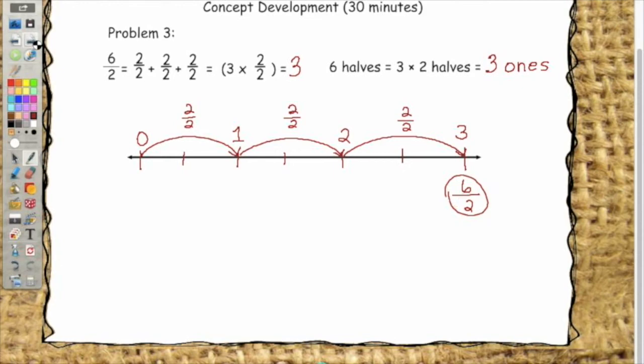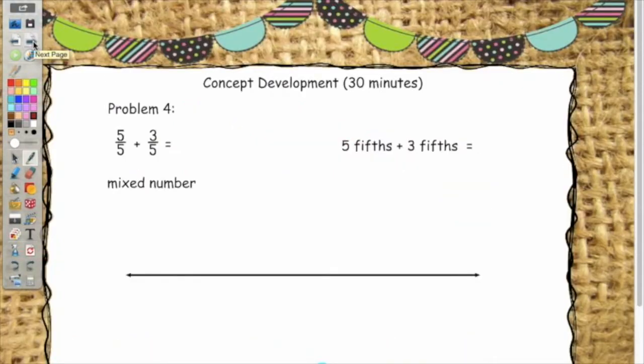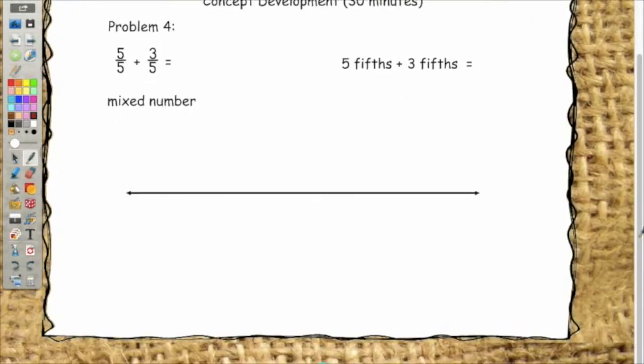All right, so more than 1 I'm guessing is what we're doing now. How do I know that? It says mixed number. Okay? So let's start by figuring out the answer in unit form. 5/5 plus 3/5 equals 8/5. So let's write 8/5 here.